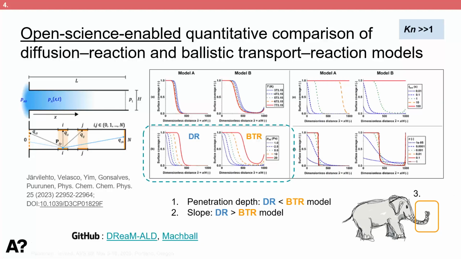But then when we compare these results quantitatively, we see that for this ballistic transport reaction model, the growth is going deeper. And we also see that this slope here is less steep. So penetration depth is less for the diffusion reaction model than for the ballistic transport reaction model, whereas slope is higher for the diffusion reaction model than the ballistic transport reaction model. So I find this very important.